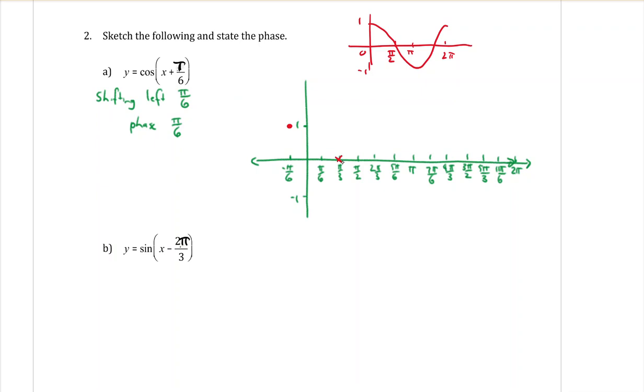Then at pi, one spot to the left will be negative 1. At 3 pi over 2, which is here, one spot to the left is back at 0. And my 2 pi should be back to 1, but I move it one spot to the left, that'll be 11 pi over 6. So you can see how important it is to have all that scale drawn up so that you can just move everything across one spot. Then try to draw your curve nicely going through. Okay? Yeah?